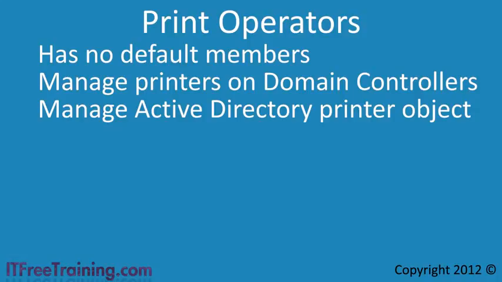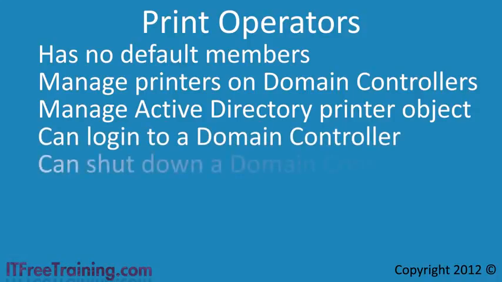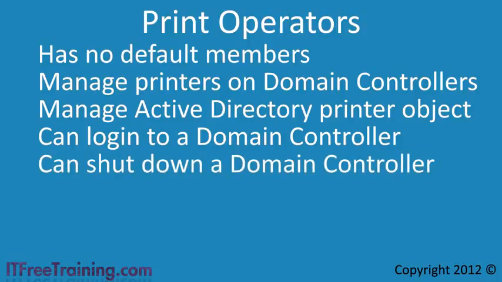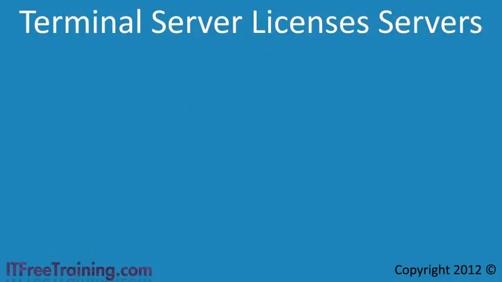Members of the print operators group can also log in locally to a domain controller and shut down the domain controller. This is a lot of power, so you should be careful who you put in this group. It also should be considered that since this group can add printer drivers to a domain controller, if the printer driver is buggy, it could cause the domain controller to become unstable. Like all the other built-in groups that we have looked at so far, remember the scope of this group only applies to domain controllers.